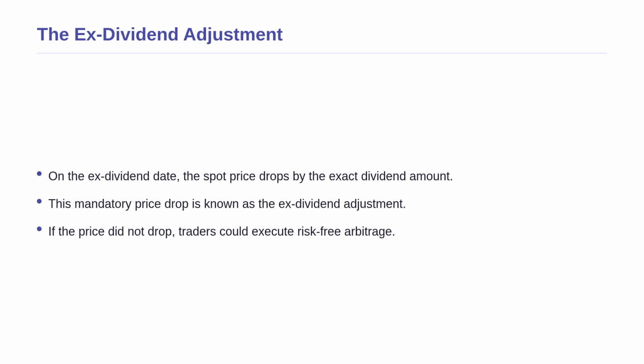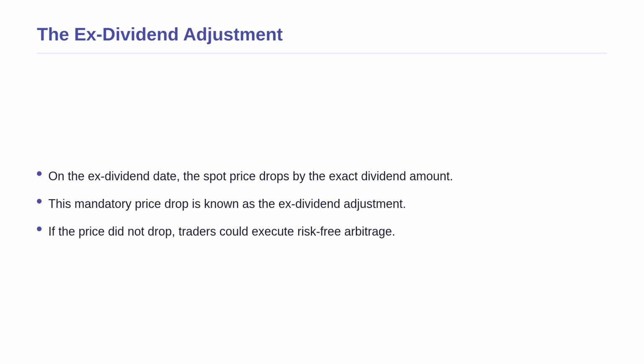This sudden drop we just saw leads us to an important rule in financial mathematics. On the morning of the ex-dividend date, the current market price of the stock, known as the spot price, automatically drops by the exact amount of the dividend. This mandatory price drop is called the ex-dividend adjustment.